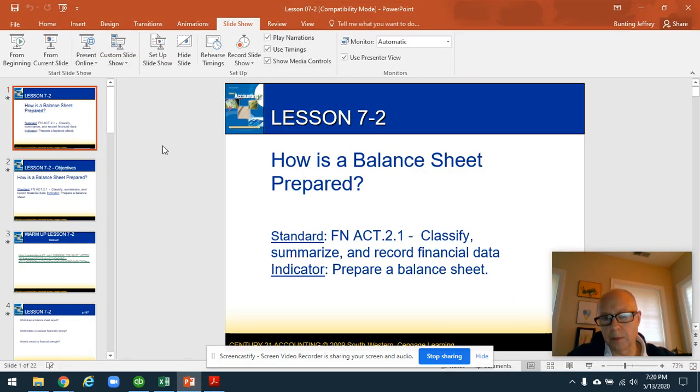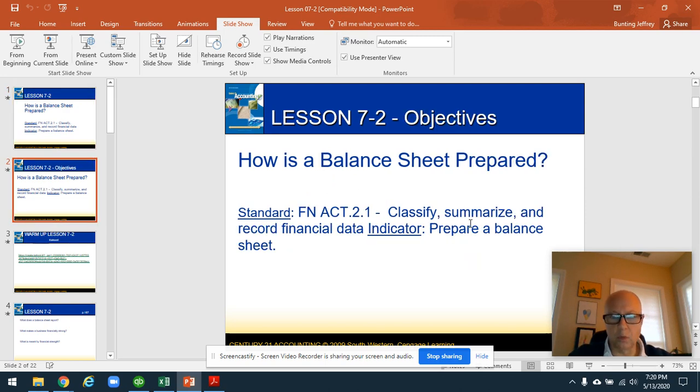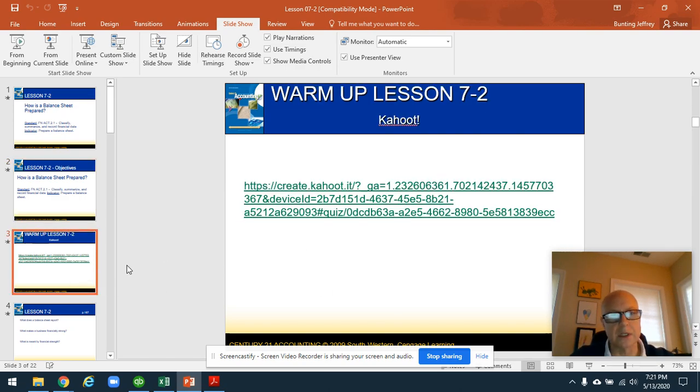Okay, how's the balance sheet prepared? Well, we're looking at standard FNAC2 AC2.1, which is classify, summarize, and record financial data, and our indicator is prepare a balance sheet. Doesn't get any more straightforward than that. So, what are our objectives? Well, we're going to prepare a balance sheet. Man, this is not rocket science. Bunning, what are you doing to us here?